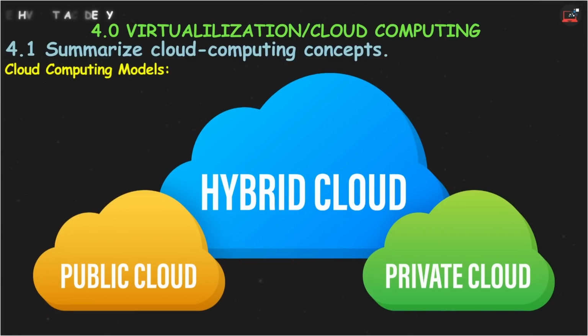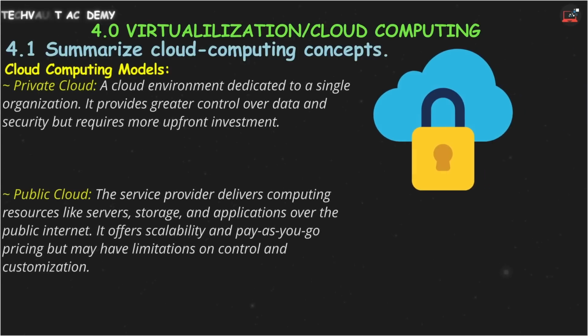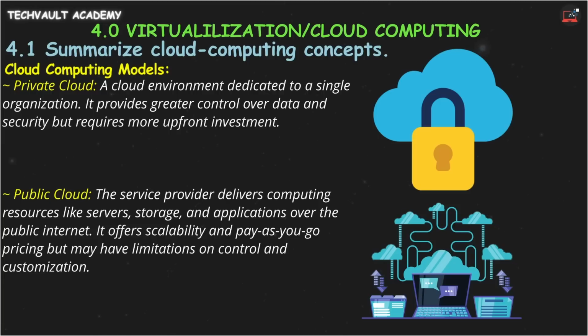Here are the common cloud models. Private cloud: a cloud environment dedicated to a single organization. It provides greater control over data and security, but requires more upfront investment. Public cloud. The service provider delivers computing resources like servers, storage, and applications over the public internet. It offers scalability and pay-as-you-go pricing, but may have limitations on control and customization.